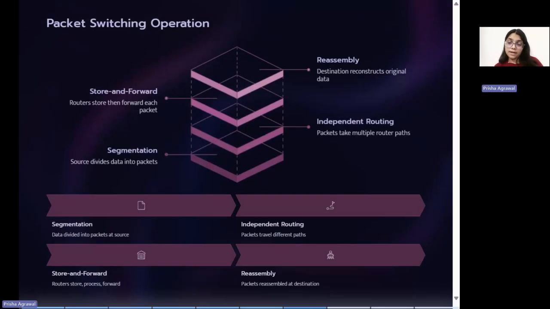Reassembly. Once all packets arrive at the destination, the receiving device rearranges them in the correct order using sequence numbers. After that, the original message is reconstructed. If we observe the diagram on this slide, we can clearly see how packets move through several routers before reaching the destination device. Some packets may take one router, while other packets may take a completely different route. Eventually, they all arrive at the destination and are reassembled to recreate the original data.